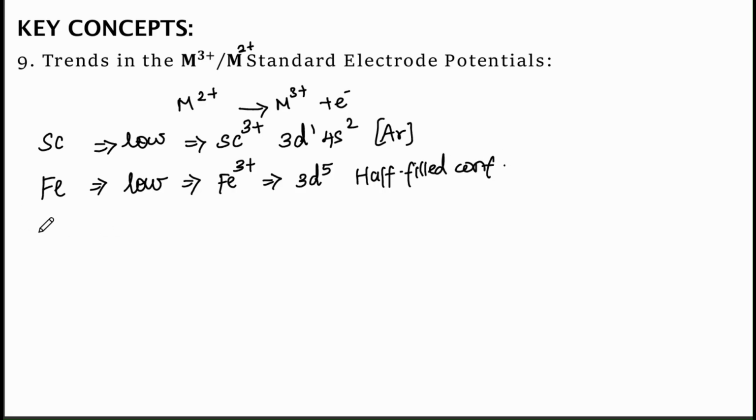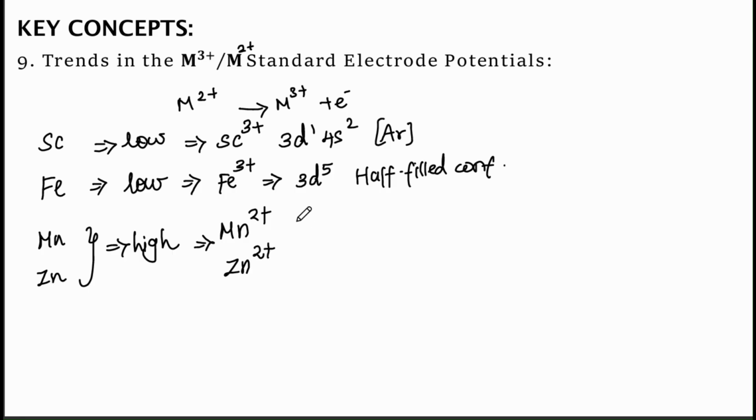If you compare the values of manganese and zinc, for both manganese and zinc the value is high. The high value of the standard electrode potential suggests that these two ions are stable in their +2 oxidation state and they cannot be easily oxidized. In Mn2+ the configuration is 3d5 and in Zn2+ the configuration is 3d10, and more energy is required to take another electron from this +2 oxidation state. So, it is already stable. So, they have the high electrode potential.